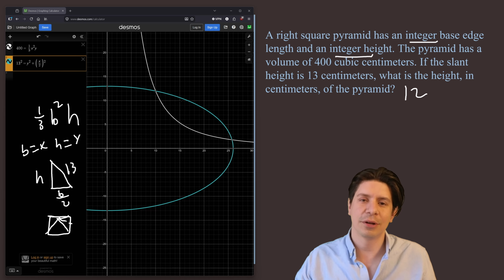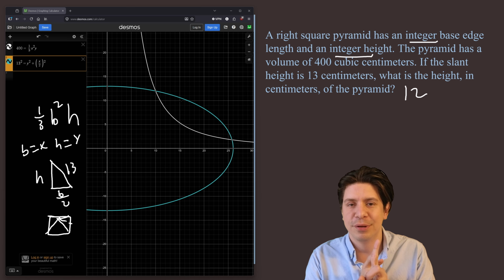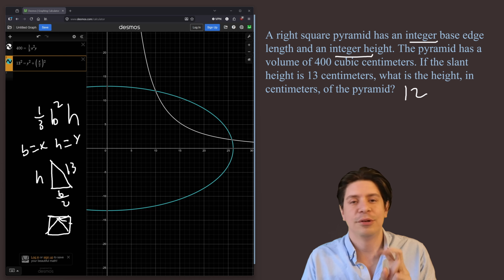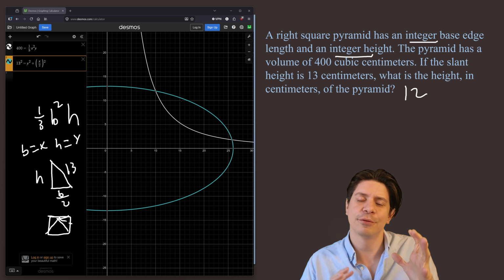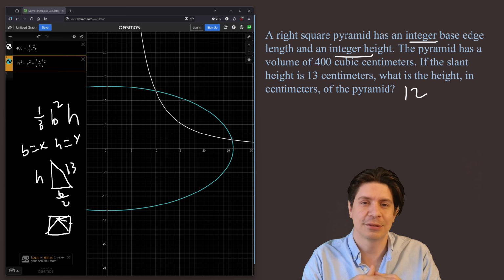This is one of the hardest questions students see, but you just need to know the Pythagorean theorem, visualize it, and you need to know volume. And then you don't actually have to manipulate the equations. You can just use Desmos to graph and see the intersection to find the solution.